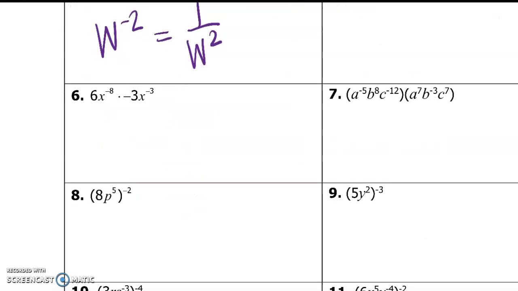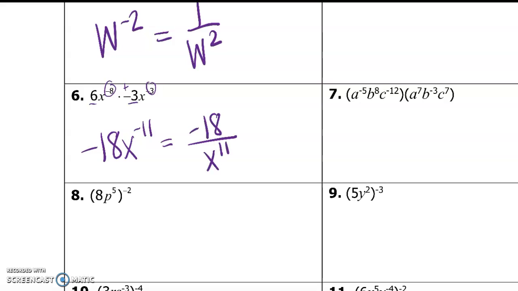So if we look at number 6, we have 6 times negative 3 is negative 18. We add our exponents to give us x to the negative 11. So again, as soon as you see a negative exponent, write yourself a fraction bar. Your negative 18 stays on the top. Your x to the 11th goes to the bottom. Only negative exponents go to the bottom.